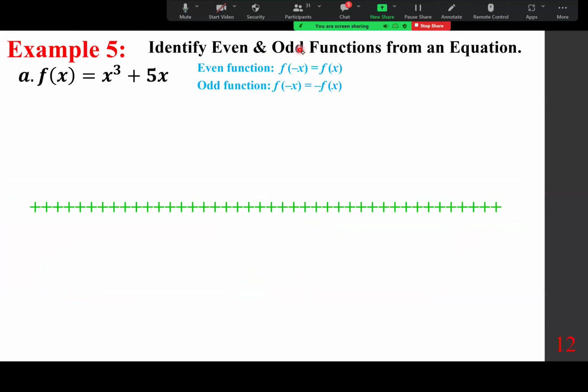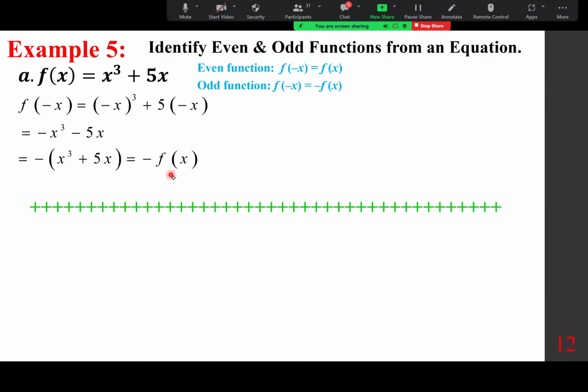Identify even and odd functions from an equation. All you have to do is evaluate f of minus x. Replace the x with minus x. When you raise it to the third power, it becomes minus x cubed. And this is minus 5x. And as you can see, we can take the negative out, and it's minus f of x, which is the definition of an odd function.